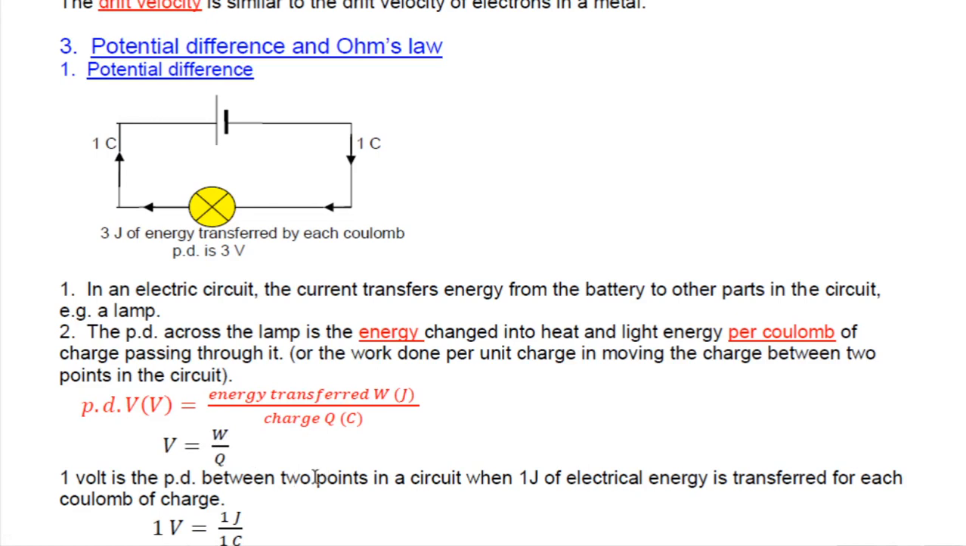1 volt is the potential difference between 2 points in a circuit when 1 joule of electrical energy is transferred for each coulomb of charge. So remember, I said in the first video, you need to establish the formula first, and then you put quantities of 1 on each. So 1 volt will be equal to the energy transferred, as says the PD between 2 points when 1 joule of energy is transferred per unit charge, or when 1 coulomb of charge flows through the circuit.